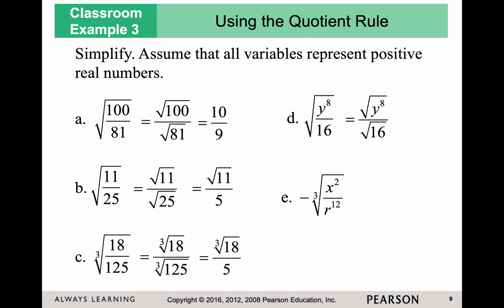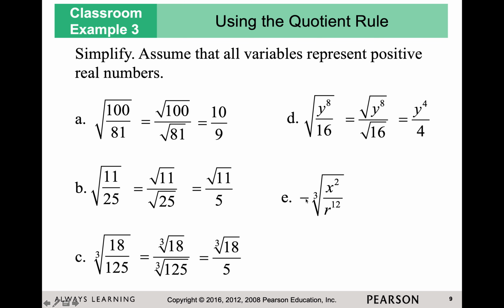In D, I'm going to break it up. Now remember, to simplify the y to the 8, I can do 8 divided by my index. Remember, the index is implied to be 2. 8 divided by 2 is 4. The square root of 16 is 4. So we're putting all of those rules from lesson 2 in play in lesson 3.